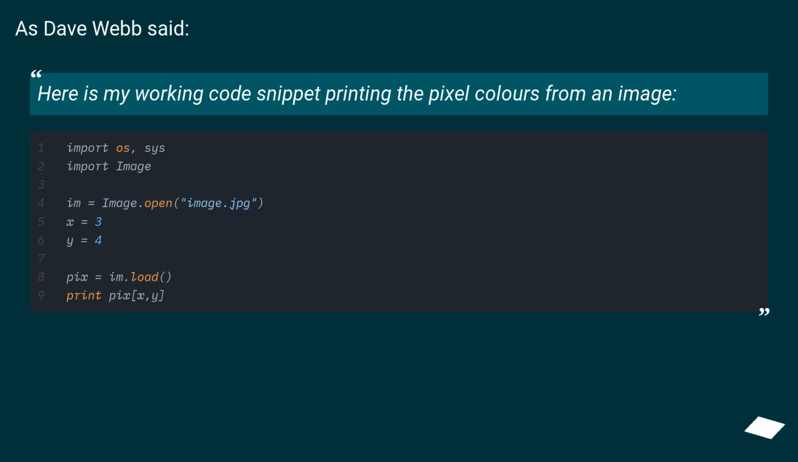As Dave Webb said, "Here is my working code snippet printing the pixel colors from an image."